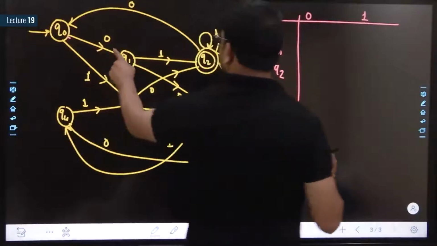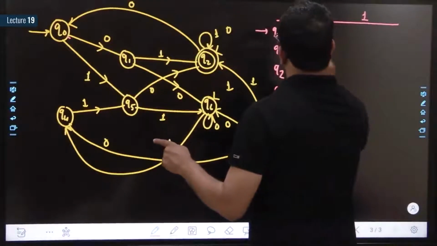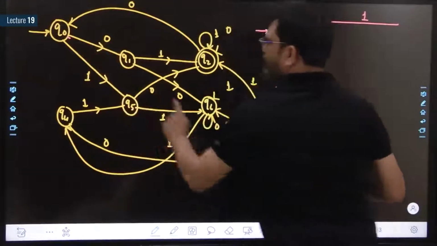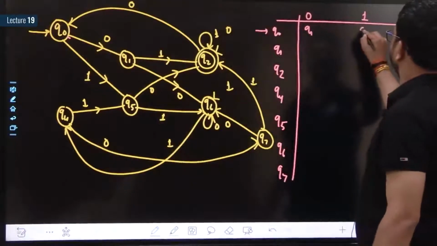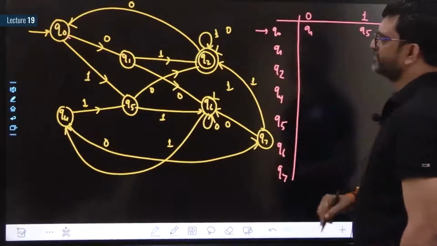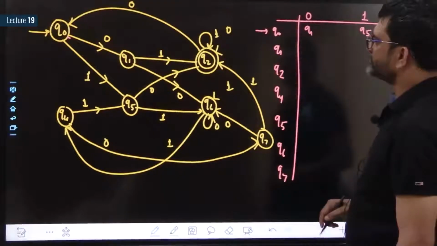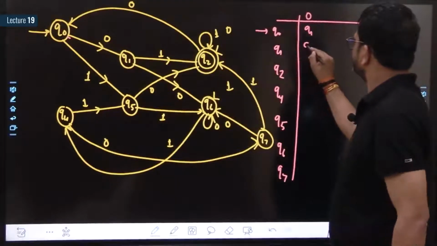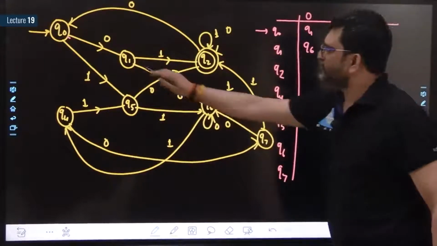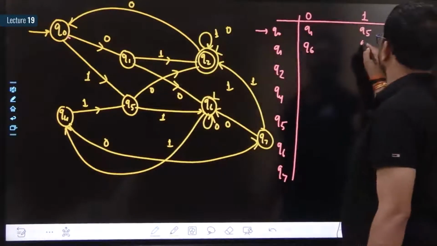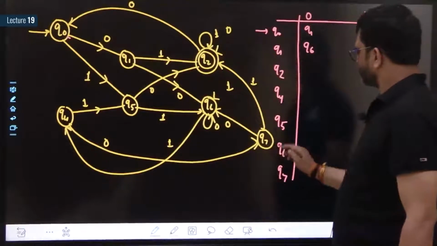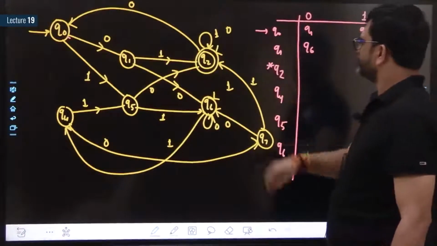Q0 on 0, Q1. Q0 on 1, Q5. Is it clear? Now, Q1 on 0, Q6. Q1 on 1, Q2. Q2 is the final state.